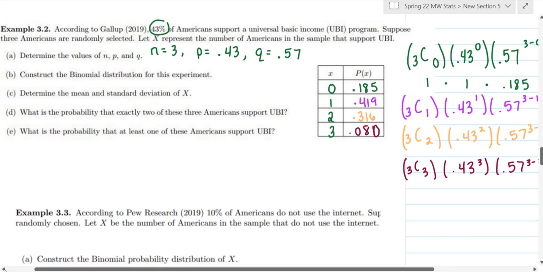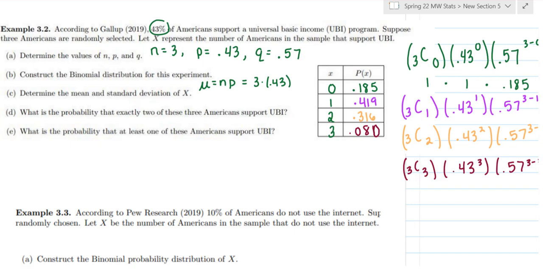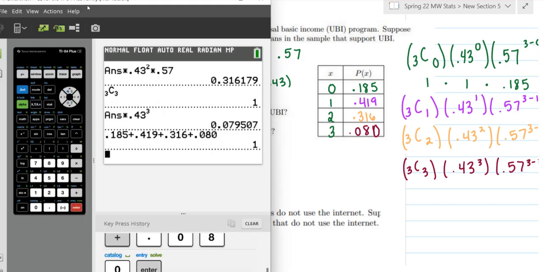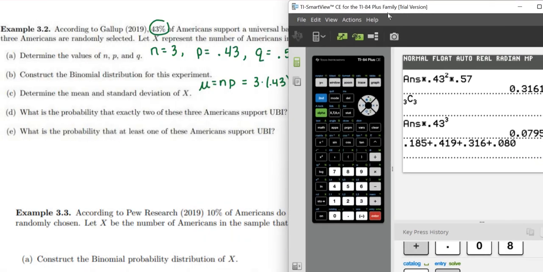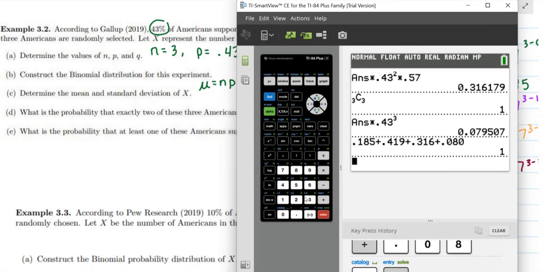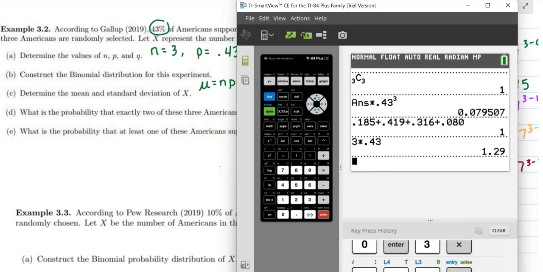Okay, so we did part B, we construct the binomial distribution. Now we want the mean and the standard deviation. So remember those formulas. The mean is n times p. So the mean is going to be 3 times 0.43. So let's go ahead and do that. This is kind of big here. So 3 times 0.43, 1.29.